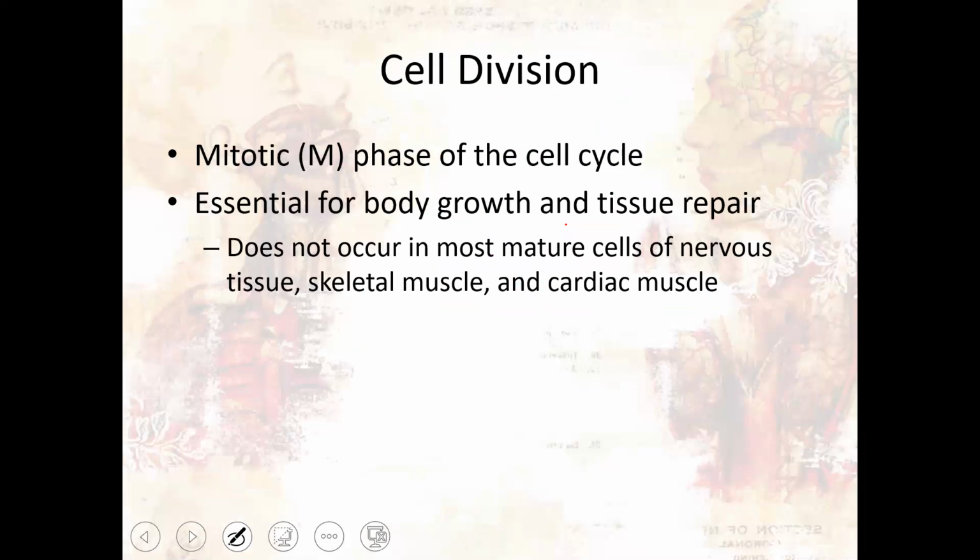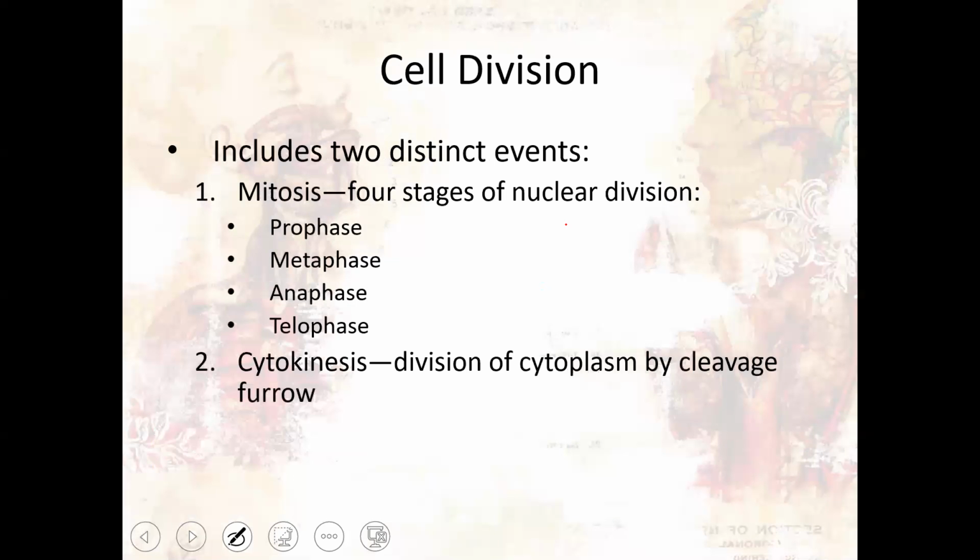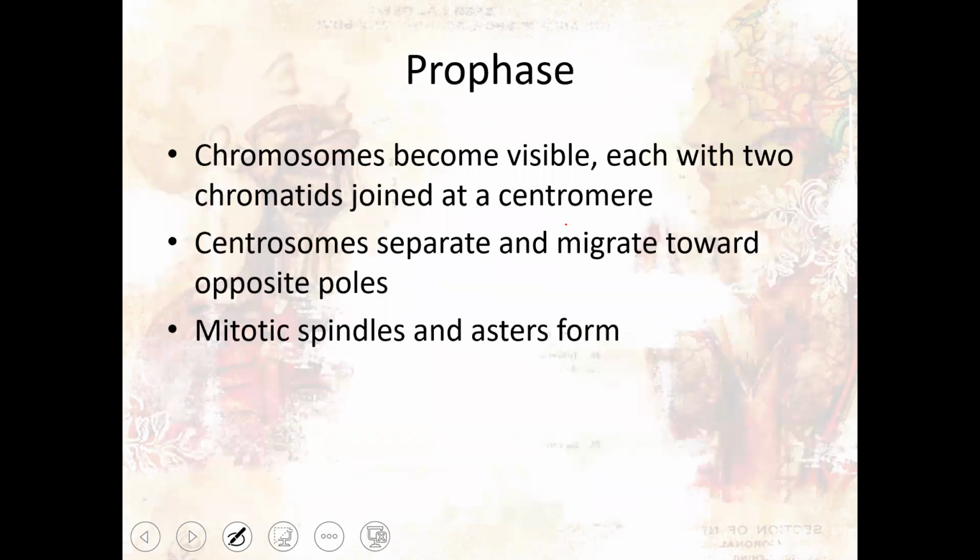Then, once we've made a copy of the DNA, we can do mitosis. Now, mitosis is how you grow. It's how you repair. Mitosis gives you identical copies of the cell. We don't see mitosis in neurons or skeletal muscle cells or cardiac muscle cells. Those cells are in the gap zero phase. So two big events here: mitosis, where the nucleus divides, and then cytokinesis, where the cell just splits in half. Four phases for mitosis: prophase, metaphase, anaphase, telophase. By no means am I going to ask you to identify these on a slide.